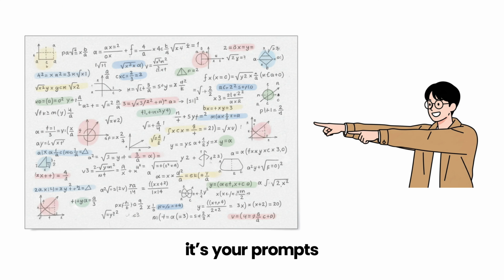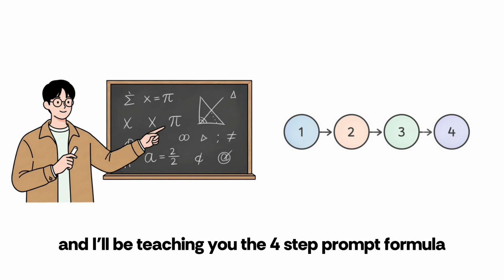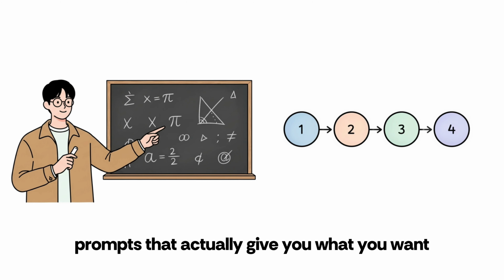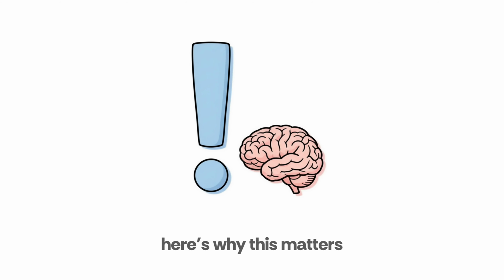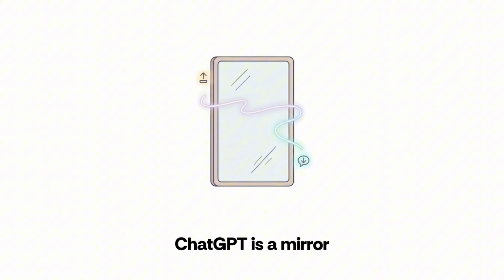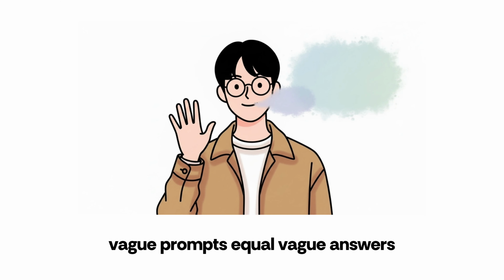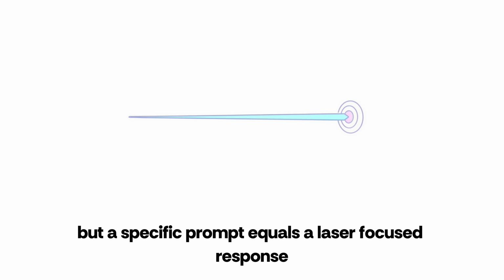It's your prompts. And I'll be teaching you the 4-step prompt formula system you need to generate prompts that actually give you what you want. Here's why this matters. ChatGPT is a mirror. It reflects the clarity of your input. Vague prompts equal vague answers, but a specific prompt equals a laser-focused response.